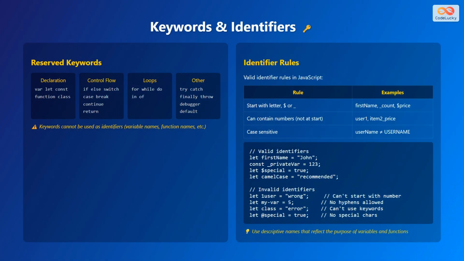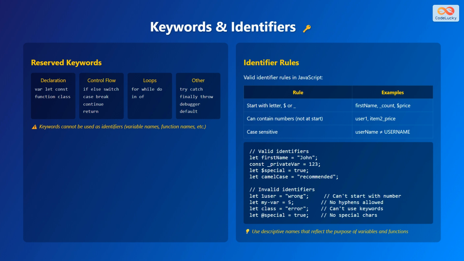Moving on to keywords and identifiers. Keywords are reserved words in JavaScript that have special meanings. Some examples include var, let, const, if, else, for, and while. These keywords cannot be used as identifiers, which are names for variables, functions, and other program elements.